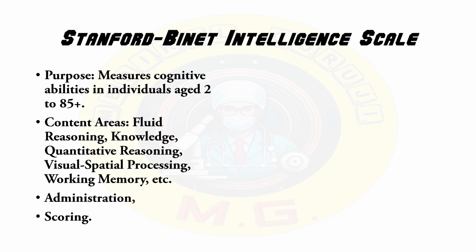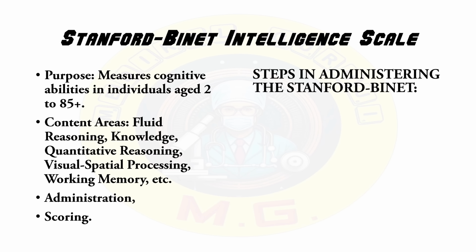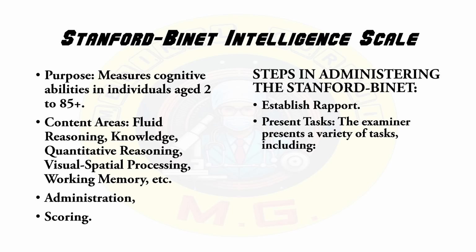There are steps in administering the Stanford Binet scale. First, you have to establish rapport with the individual. Secondly, you have to present the task. Ask the individual to do some tasks, that is verbal tasks by giving vocabulary or comprehension, and non-verbal tasks such as visual puzzles or block designs.